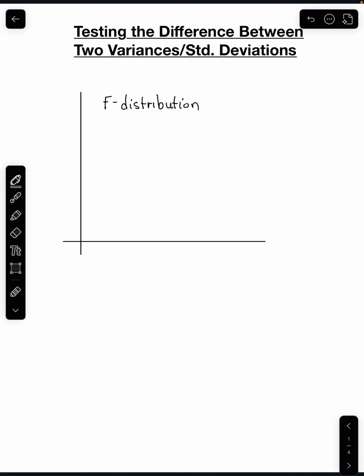However, they definitely have different characteristics. First, as with all probability distributions, the total area under the curve is equal to 1. However, like a chi-squared distribution, this is a positive distribution that is skewed to the right. So we will never have negative test statistics or negative critical values. They will all always be positive.